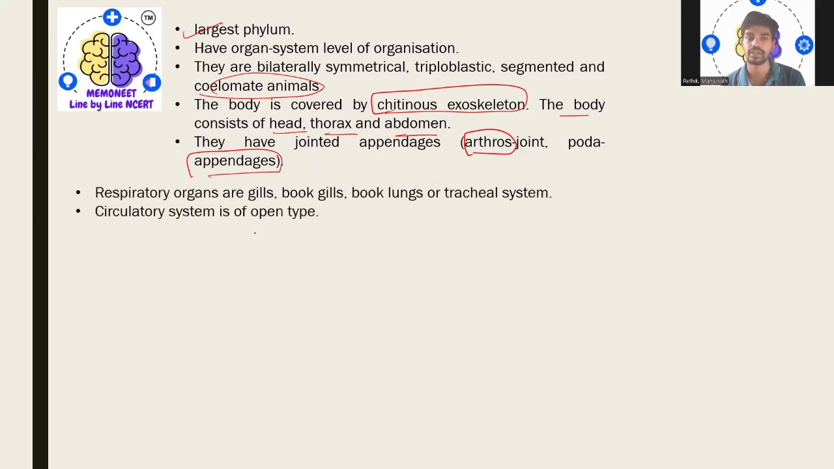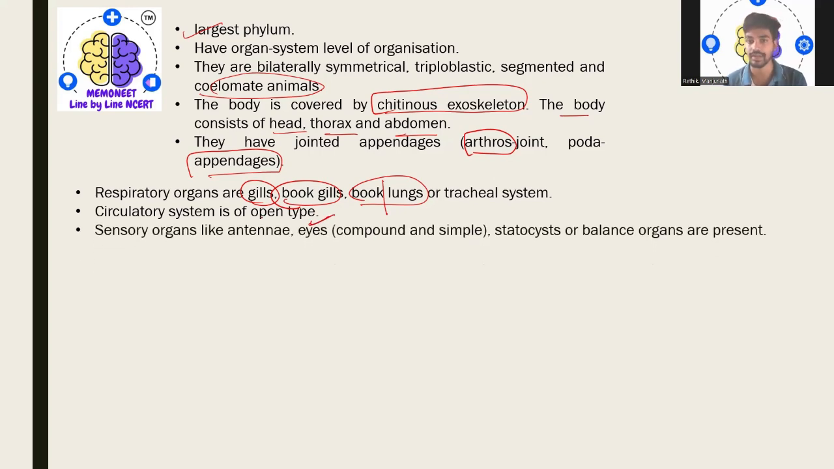Coming to respiration, the respiratory organs are gills, book gills, book lungs, or a tracheal system can be observed. Okay, some through the gills, some through the book gills, and some through the lungs or tracheal system. Circulation is an open kind of circulation. Sensory organs are present like antennae. If it is an insect, you will see antennae here. Then the eye is a compound eye or sometimes even a simple eye. And that is very important.